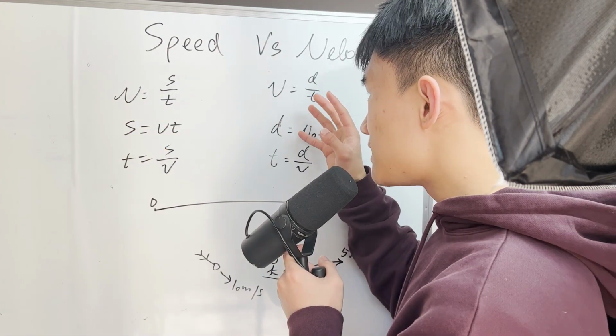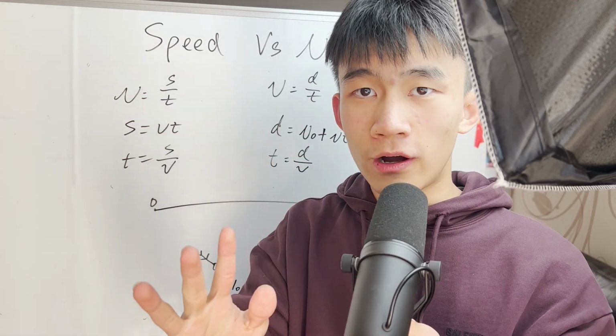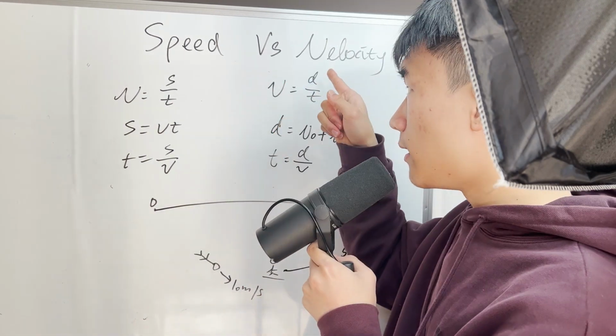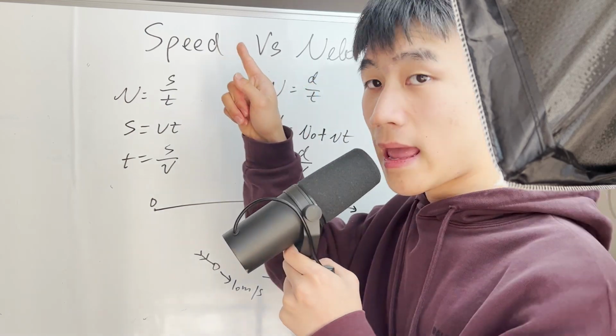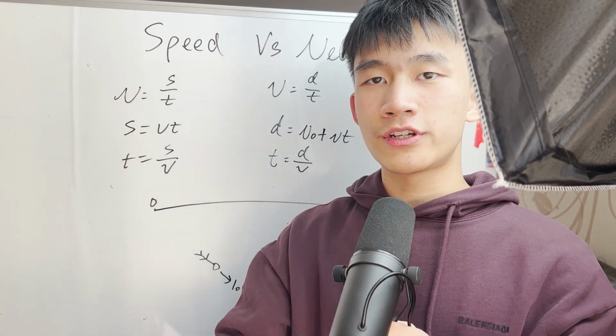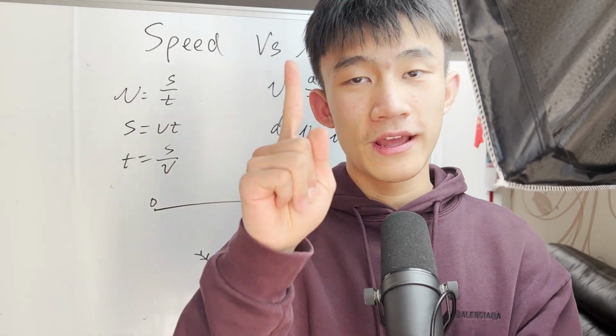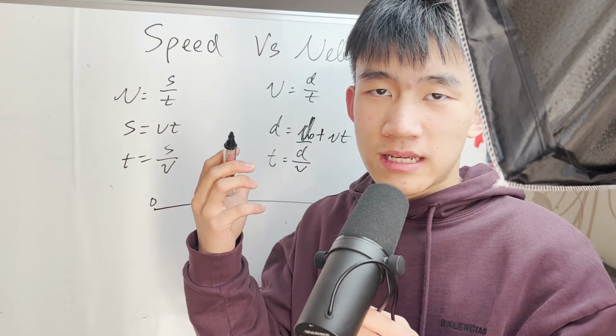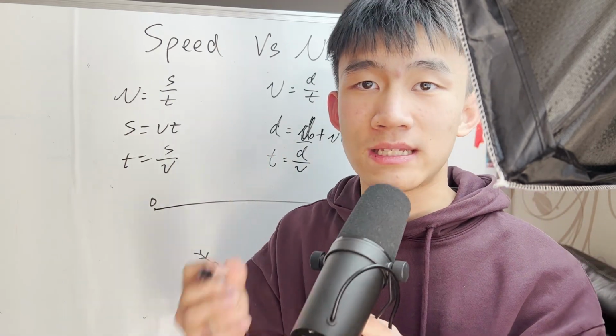However, for velocity, they are a little bit different. First of all, velocity equals displacement divided by time. You now see the notation for displacement and distance are different. However, in some textbooks, they don't distinguish them. However, you need to distinguish these two physical quantities, okay? And the second formula is a little bit different because it's no longer just equal to velocity times time.